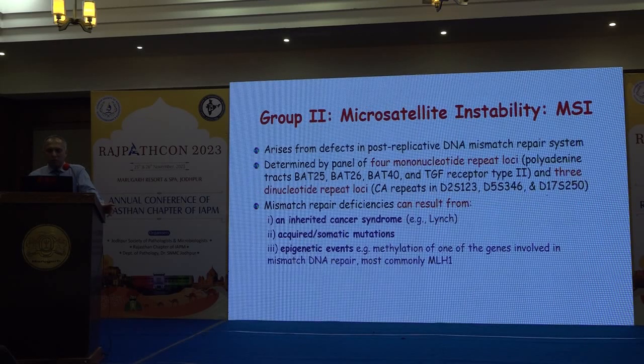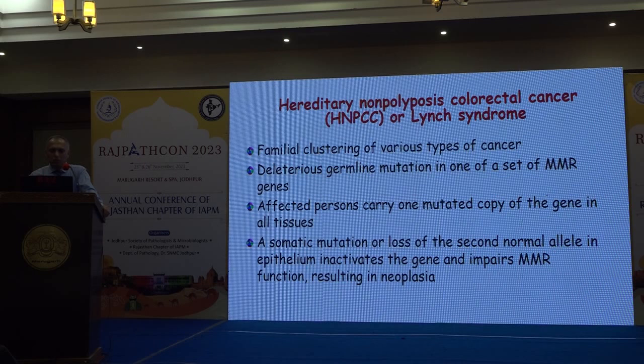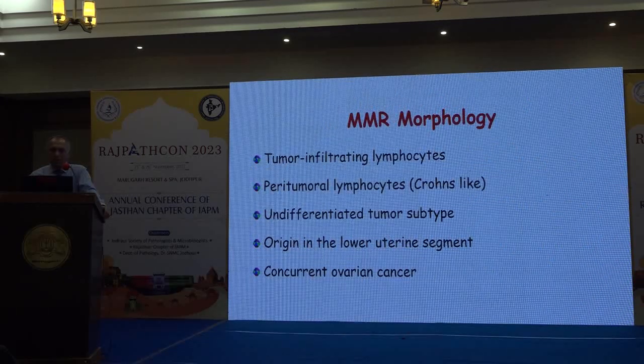So you all know about microsatellite instability. They are because of mismatch repair genes, and they may be associated with germline mutations like inherited cancers such as Lynch syndrome, or they may be acquired somatic mutations in the current cancers. Lynch syndrome you are all aware about. In the context of colon cancer also it is important, and there are various guidelines. But regarding endometrial cancers, the morphology which should make you suspect is tumor infiltrating lymphocytes, peritumoral Crohn-like infiltrate, undifferentiated tumor, origin in the lower uterine segment, and concurrent ovarian cancers. This should make you suspect.